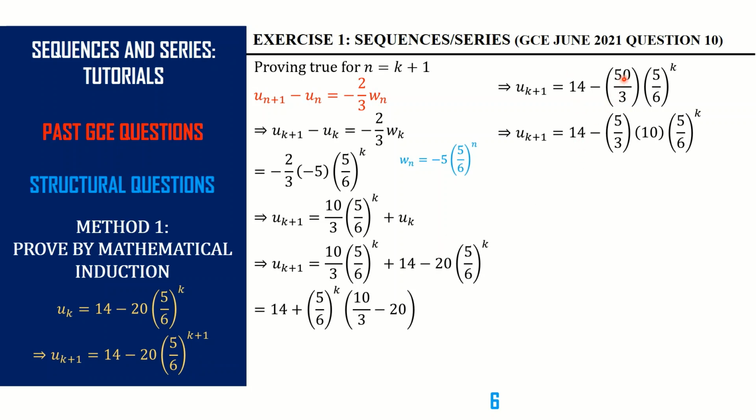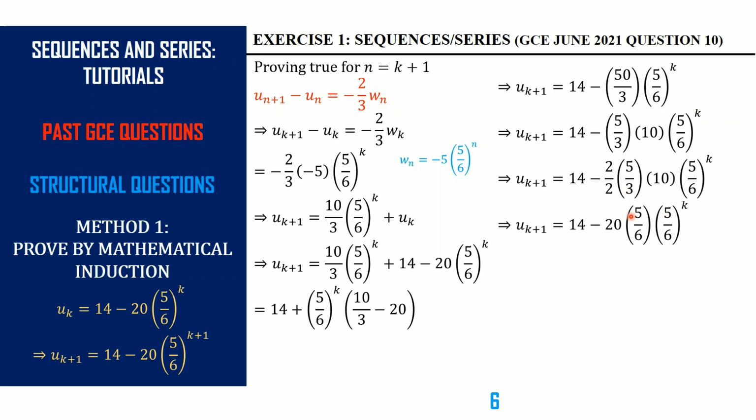Now 50 on 3 can be written as 5 on 3 times 10. Alright, so 5 on 3 times 10, you see that for us to have 5 on 6, so that we multiply with this 5 on 6 raised to the power k to get 5 on 6 raised to the power k plus 1, we need to have 6 in the denominator. So to have 6 in the denominator, we need to multiply 3 by 2. But multiplying 3 by 2 in the denominator, we need to multiply the numerator by 2, so that at the end we still have the same thing.